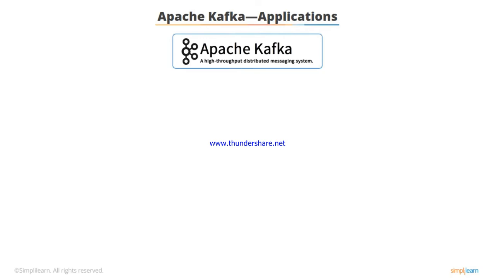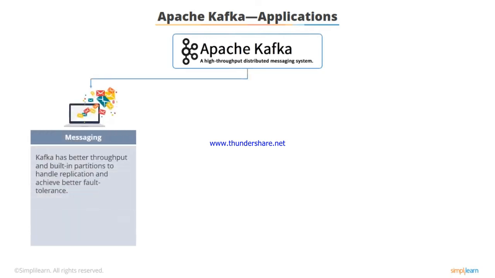Let us now see some of the Kafka use cases. Messaging. Compared to traditional messaging systems, Kafka has better throughput and built-in partitions to handle replication and achieve better fault tolerance. Therefore, it is a good solution for large-scale message processing applications, better than traditional message brokers.